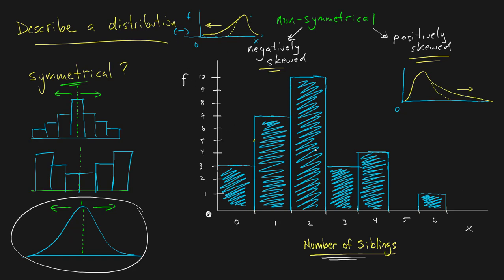So which one do we have with our number of siblings example? Well, I would say that this one looks very much like a positively skewed distribution because the tail pulls this way. So if I've been asked to describe this distribution, I would simply say that it is a positively skewed distribution. Okay, so what about our other example? We did another example where we had a histogram and it had to do with number of passengers. So let's go to that.